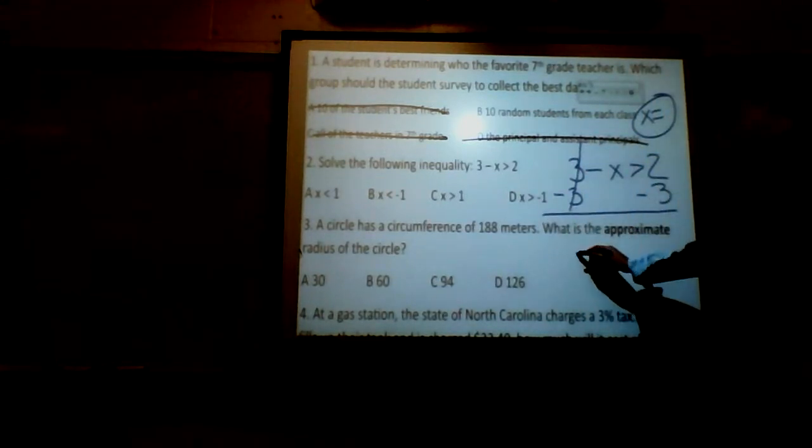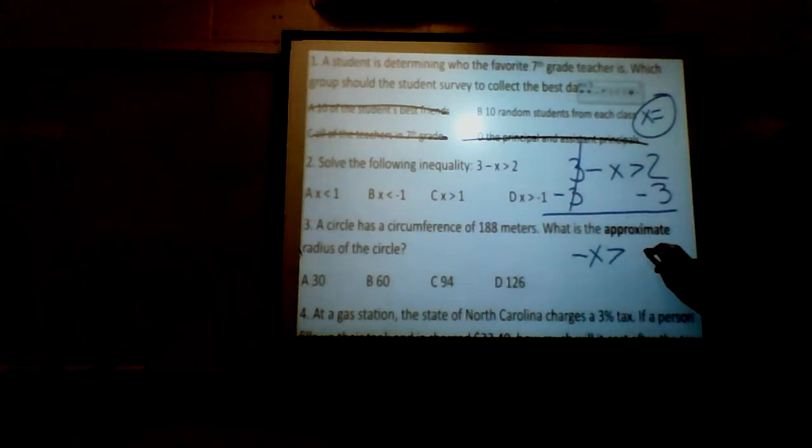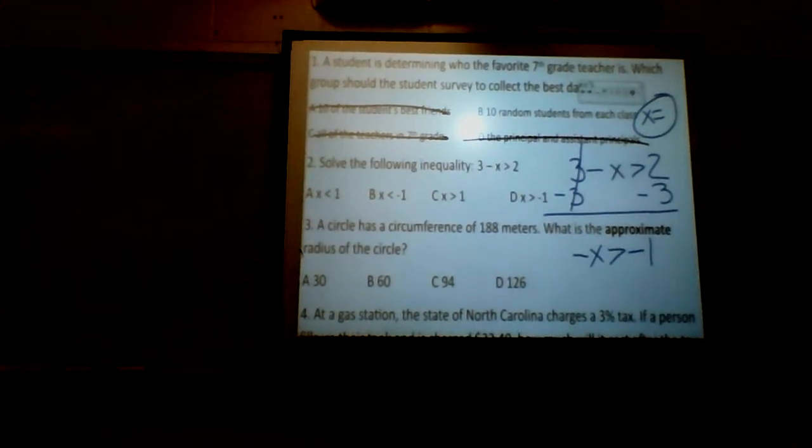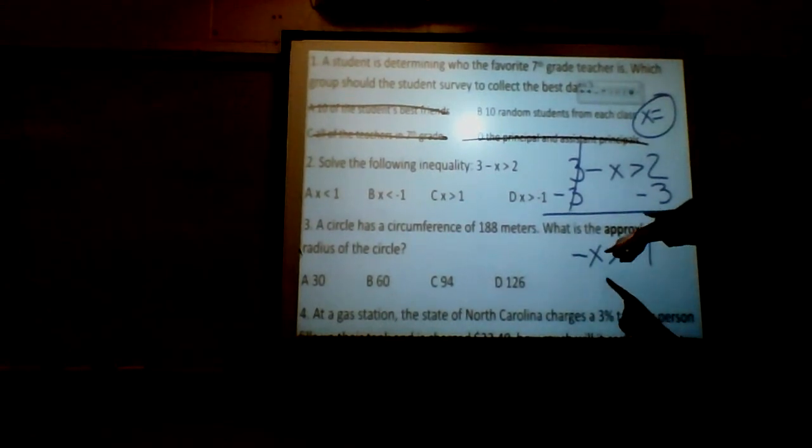We're left with negative x is greater than negative 1. If you didn't get negative 1, you probably didn't use your calculator. On your calculator, you should have typed in 2 minus 3. So, here we are. We're at negative x is greater than negative 1. We're not done yet. Our goal is to get the x isolated or by itself.